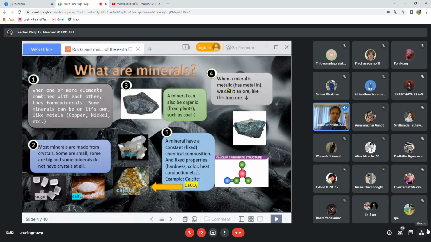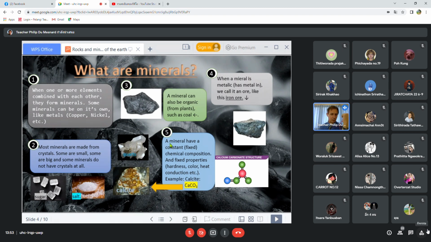Okay, we also get metallic minerals, which means it has a metal inside. And if it has a metal, we say ore. So this is iron ore. You can also get nickel ore or copper ore and so on. It's a rock with metal inside.